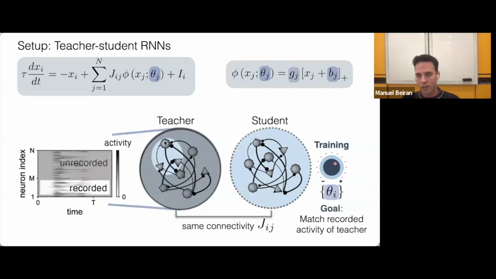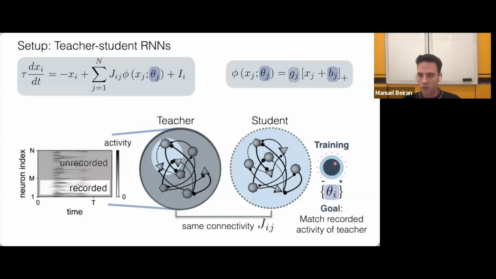So let's say, for example, I record the activity of these 3 neurons in the teacher. Now I can go to the student and I can train all the single neuron parameters in the student to make the activity of those same 3 neurons in the student equal to those in the teacher. So that is the goal, and that's what I will generally do.